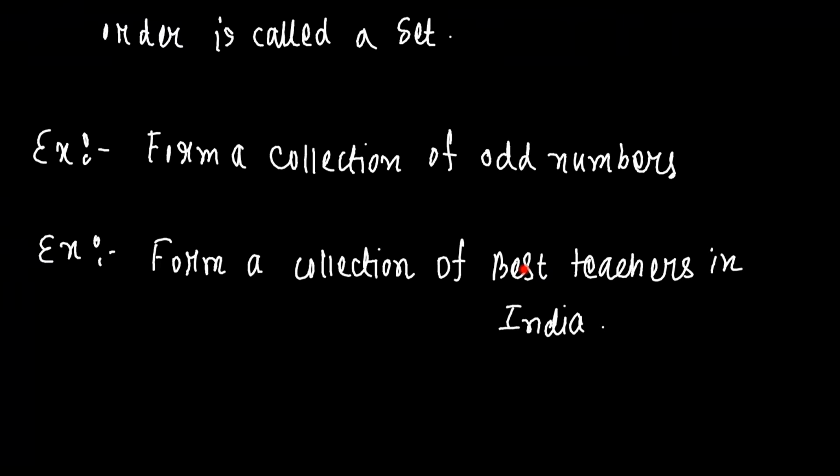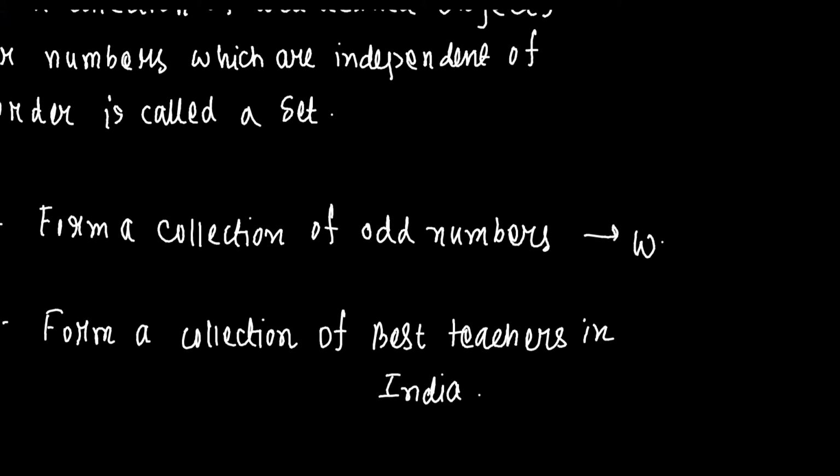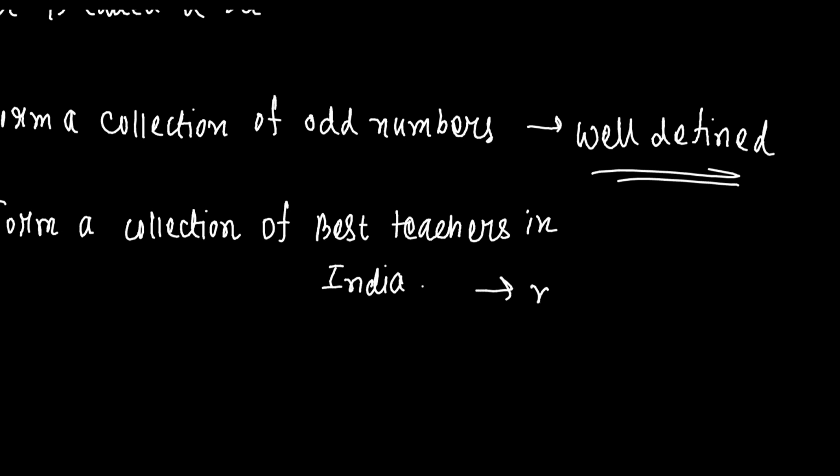If I say form a collection of odd numbers, what will I form? 1, 3, 5, 7. So all of us will form like that. But if I have to form a collection of best teachers in India, I will form my best teachers, you will form your best teachers, that is, you will form a set of your own. So it is different. So we will call the first sentence a well-defined sentence. Why? Because it is defined for all. And this sentence is not well defined.